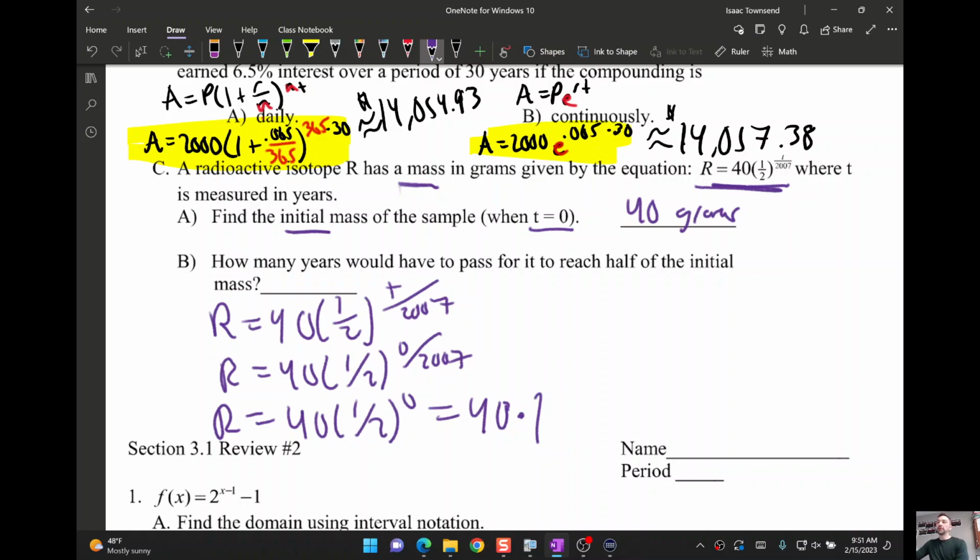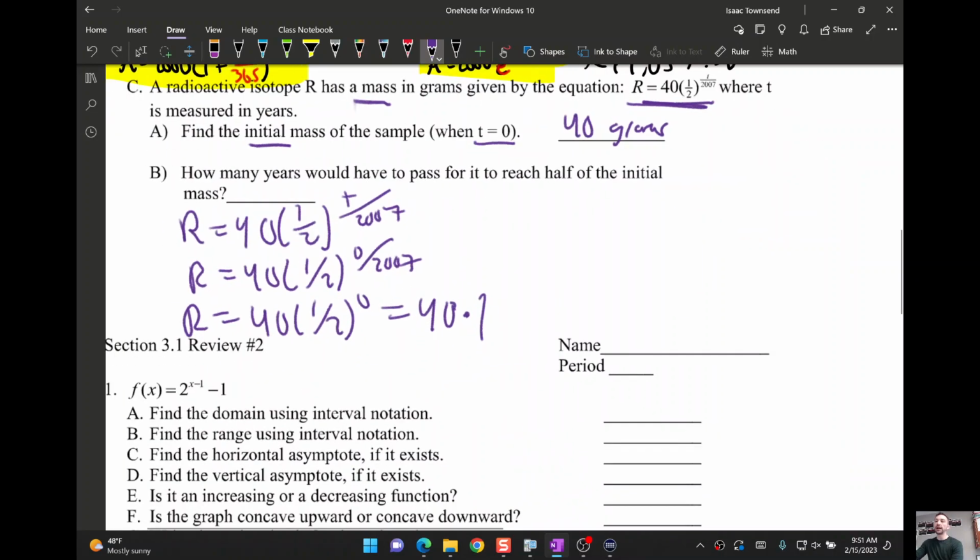The other question we might ask is how many years have to pass before it reaches half of its initial mass? So again, this is what's called half-life. If this formula tells me how much mass it has, and he's starting off with 40 grams, when he gets to 20 grams is his half-life. So I'm setting it equal to 20.